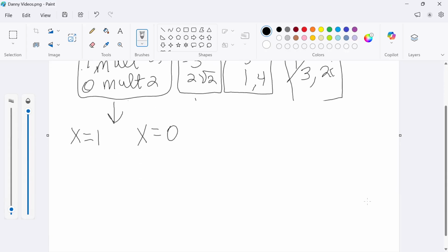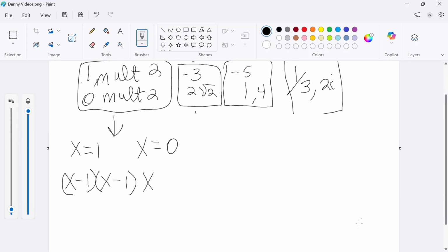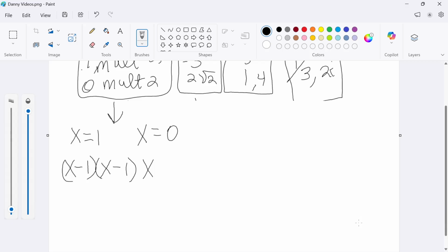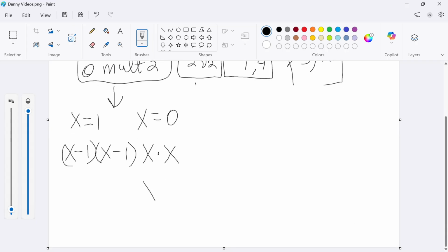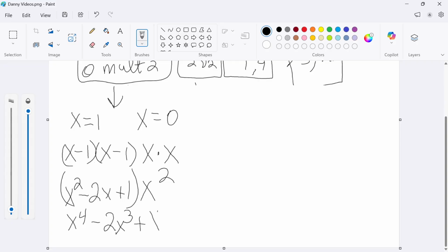When x equals 1, if I subtract 1 from both sides, I get x minus 1. But it says multiplicity 2, so I need a second x minus 1. And then this one is just x. Multiplicity 2, so it's x times x, which is x squared, but I'll write them both out. X minus 1 times x minus 1 is x squared minus 2x plus 1, all times x squared. And that's going to be x to the 4th minus 2x cubed plus x squared.